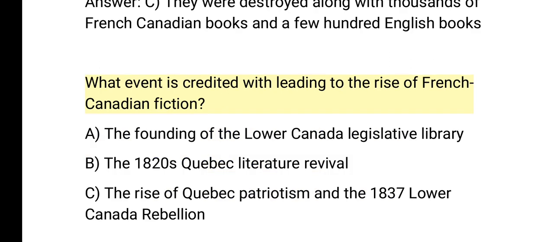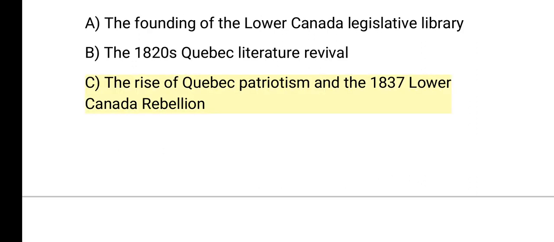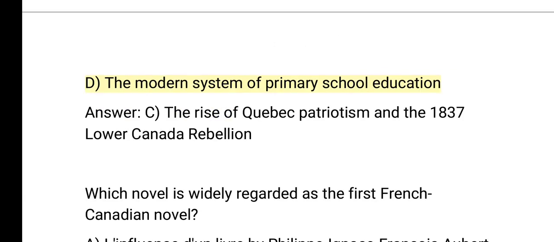What event is credited with leading to the rise of French-Canadian fiction? A. The founding of the Lower Canada Legislative Library. B. The 1820s Quebec Literature Revival. C. The rise of Quebec patriotism and the 1837 Lower Canada Rebellion. D. The modern system of primary school education. Answer. C. The rise of Quebec patriotism and the 1837 Lower Canada Rebellion.